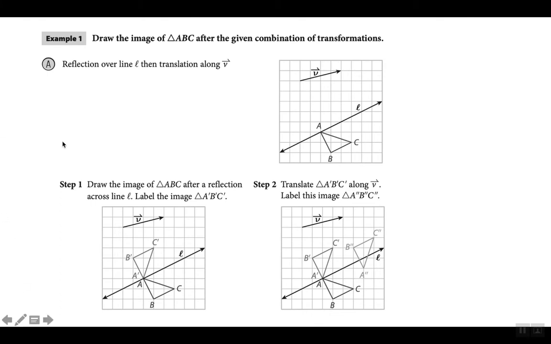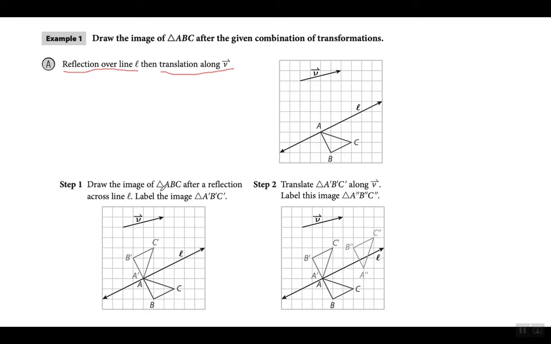In this example, they're telling us to draw the image of triangle ABC after the given combination of transformations. And right here, they're telling us what transformations they want us to do. There's 2 of them. First, they want us to do a reflection over line L, and then a translation along vector V. So let's look at those one at a time.